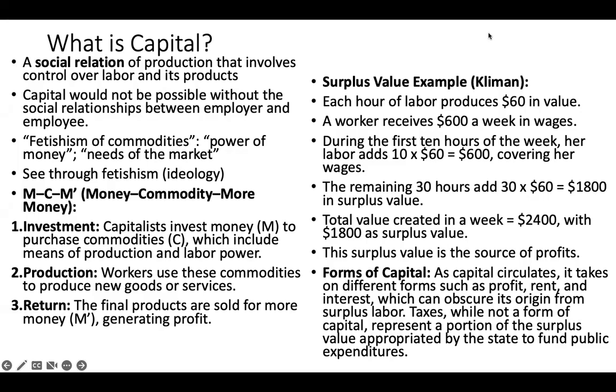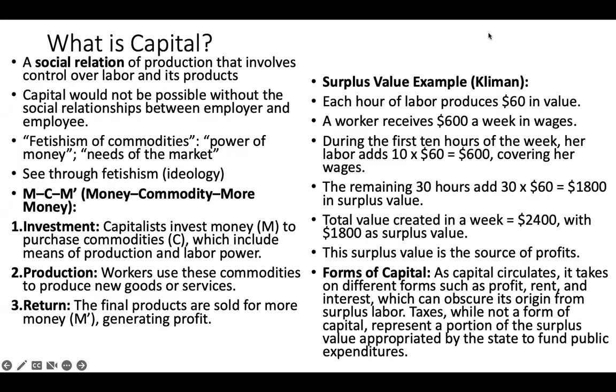So capitalists invest money to purchase commodities, which include both the means of production and labor power. From the point of view of the capitalist, the labor is just another commodity which they're purchasing in order to make things, through the sale of which they hope to obtain a profit, obviously. So that's important to keep in mind. Commodities include both the laborer or their labor power, their ability to work, and the means of production itself, the machinery, the tools, the materials, and things like that.